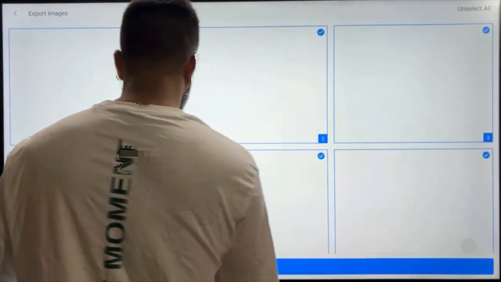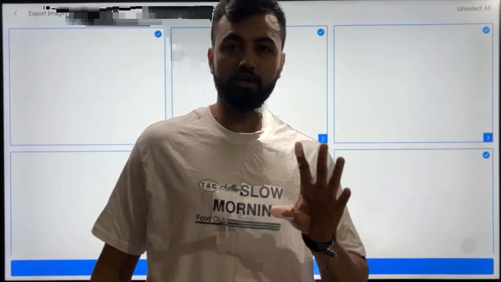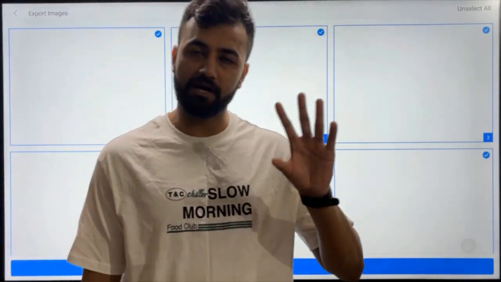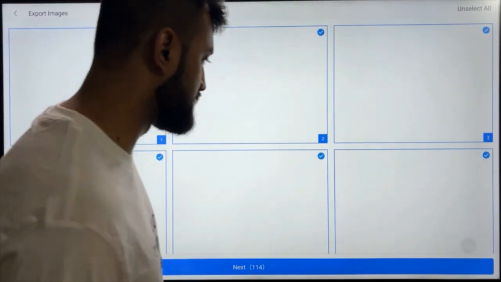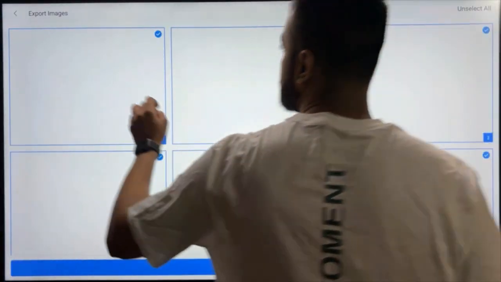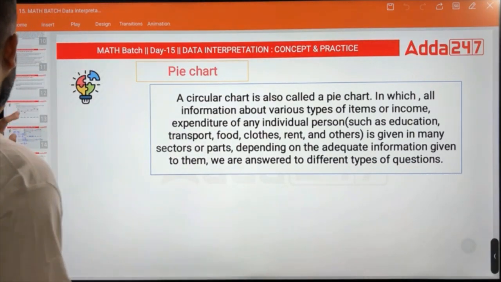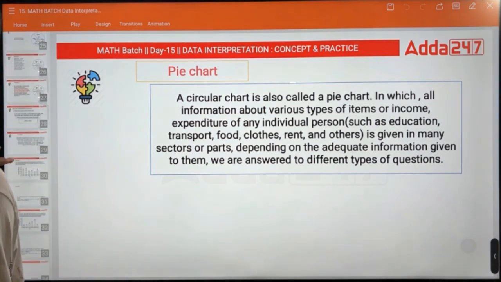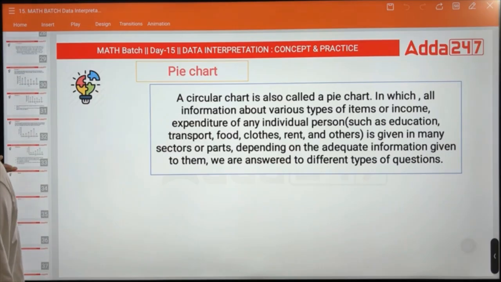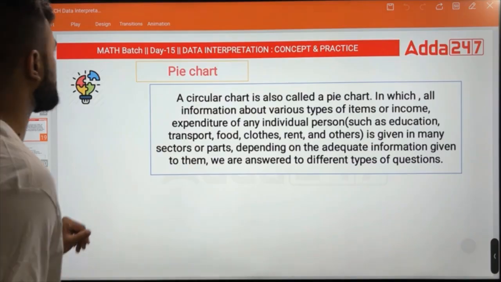Chalo, let's see what data interpretation is. In the past two classes I have already covered two types, and today I'm going to cover the third type. These are the things that we have covered. Now we are left with this pie chart, and the paragraph type we have already covered. So this is the last type. Let's cover this and then we'll wrap up the class.